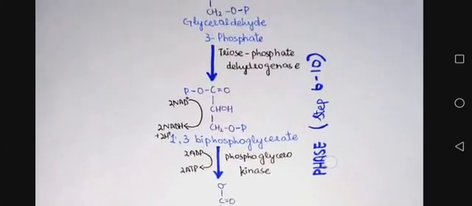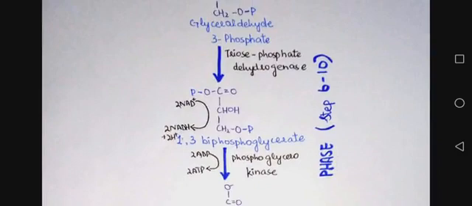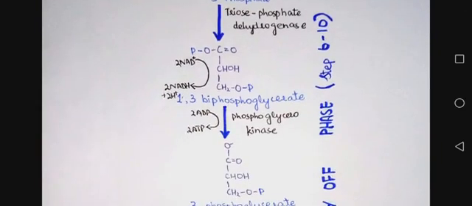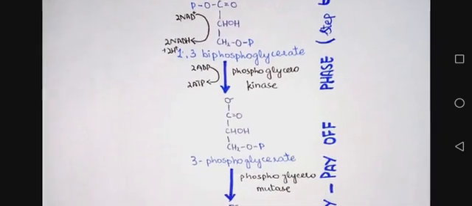In the next step, glyceraldehyde 3-phosphate is converted into 1,3-bisphosphoglycerate by the enzyme triose phosphate dehydrogenase, and in the oxidation 2 NAD is converted into 2 NADH plus H. Okay, the 1,3-bisphosphoglycerate is further converted into 3-phosphoglycerate by phosphoglycerokinase, with the conversion of 2 ADP into 2 ATP.